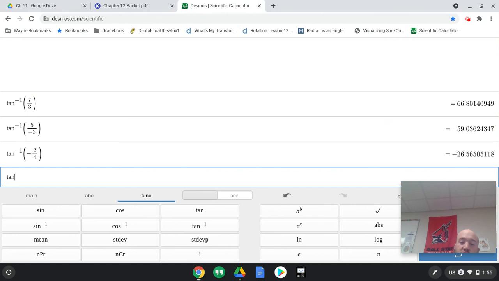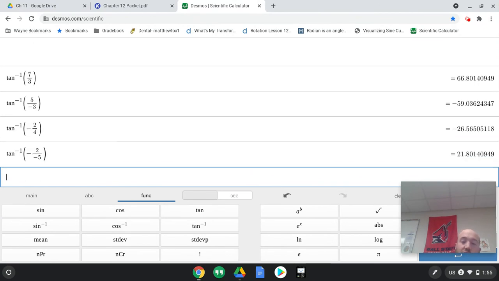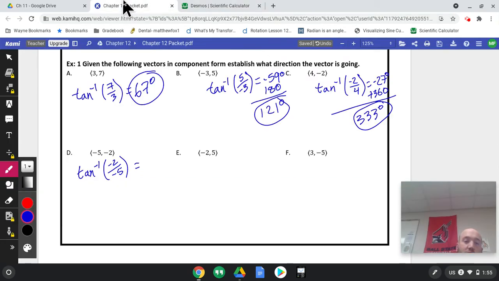So tangent, you can also raise it to the negative first. If you don't want to switch and click this button, just type it in that way. But let's see, it was -2 divided by -5. I hit enter, we get 21.8, so we round up, that's 22. Keep in mind that is not our answer. We're going to have to add that to 180. Okay, so 180 plus 22 gives us 202 degrees.